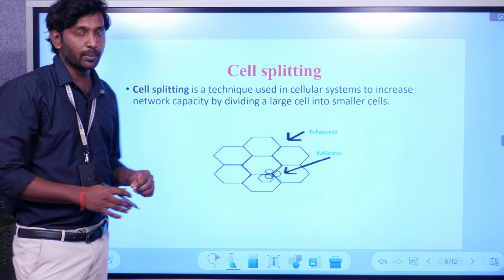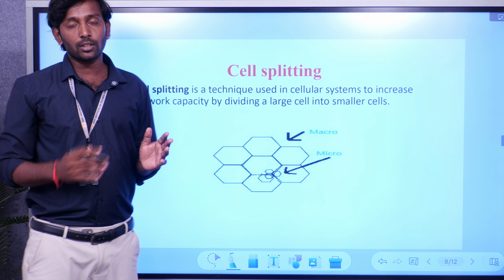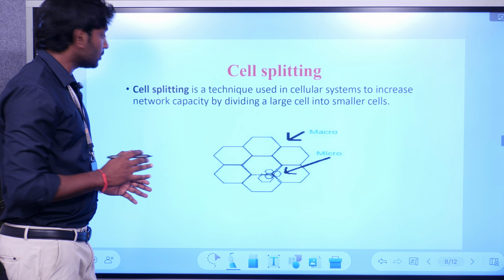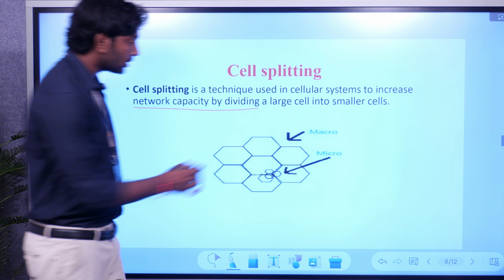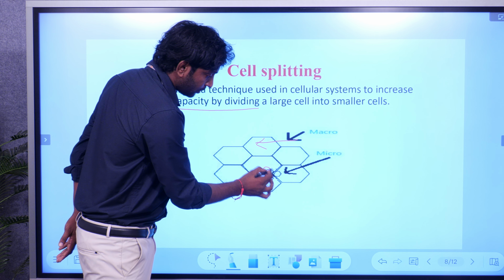And next one is cell splitting. Cell splitting means it splits the macro cells into micro cells, larger cells into smaller cells. Cell splitting is a technique used in cellular systems to increase the network capacity by dividing a large cell into smaller cells. This is the larger cell, which we call a macro cell.